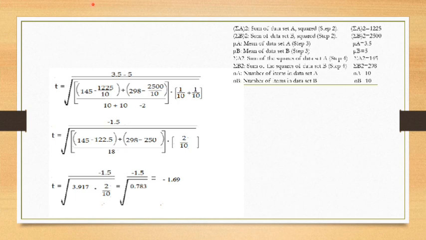Lahat po ng information regarding such as sum of data, mean of data set A, sum of the square of data set A, number of items in data set A, and number of items in data set B ay nakalagay po diyan sa side para it will serve as a guide po kapag hindi po natin ma-identify kung anong part po yun. Hindi ko lang po nalagay yung pinaka formula, tignan niyo na po sa kabilang slides.